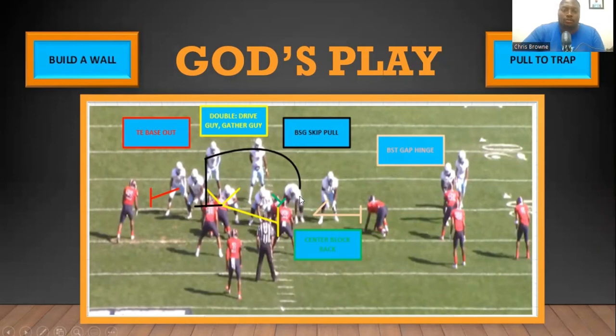The backside guard is responsible for pulling with a skip pull to block and kick out that play side linebacker that's in the box. So he has to be nimble on his feet and move well to be able to execute that play with his skip pull.